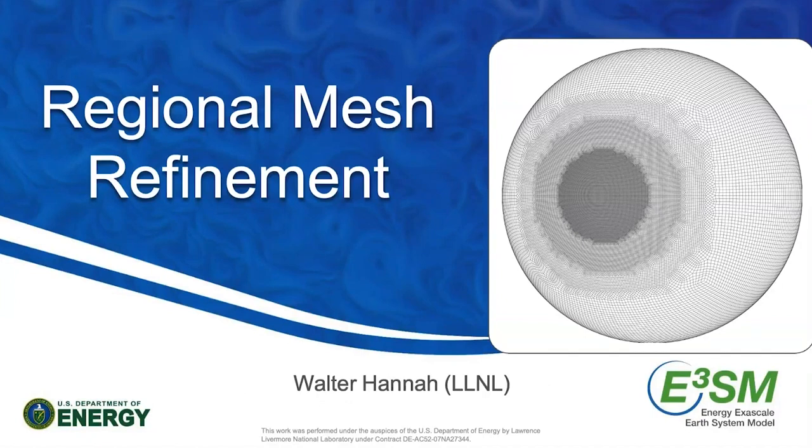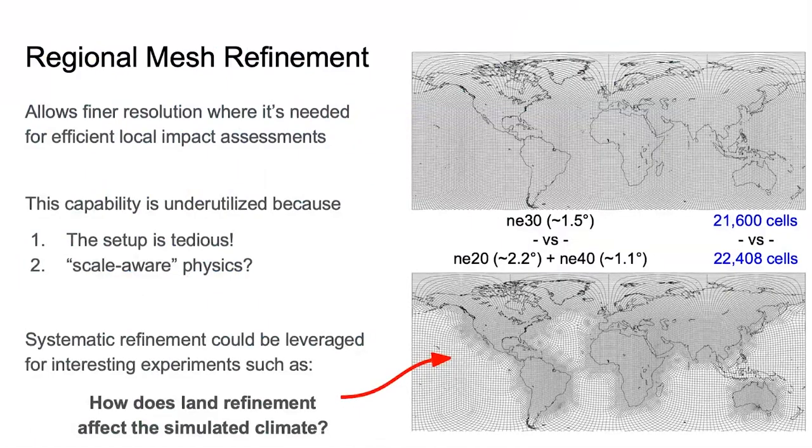And you can see I've enhanced the grid spacing on this big patch on the equator. So the idea of regional mesh refinement is to put resolution where it's needed. A lot of people's first thought is, well, just refine everywhere, right? But the idea is to do things efficiently. If you want to do a local impact assessment at a very fine scale, but you don't want to break the bank, that's what this tool is really here for.